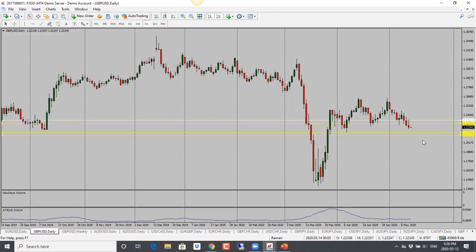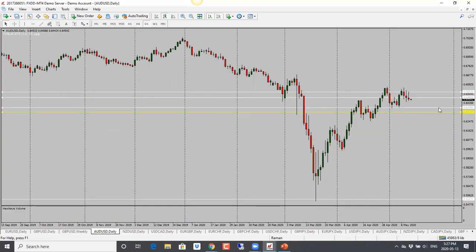And the target here is 1.2160. Now keep in mind though, we also have support at 1.2200. So if price is not able to break through this support level, it could turn around. So watch out for that. The bias is bearish and target is 1.2160.